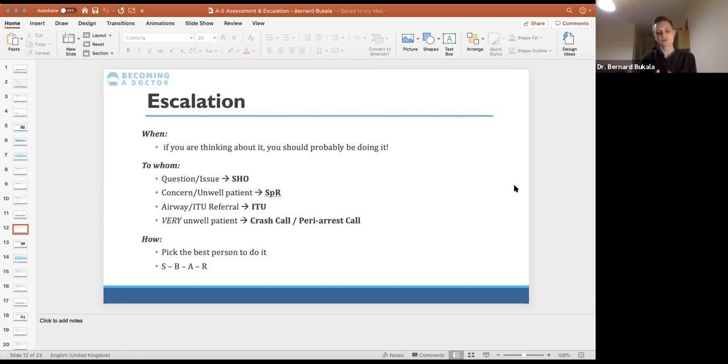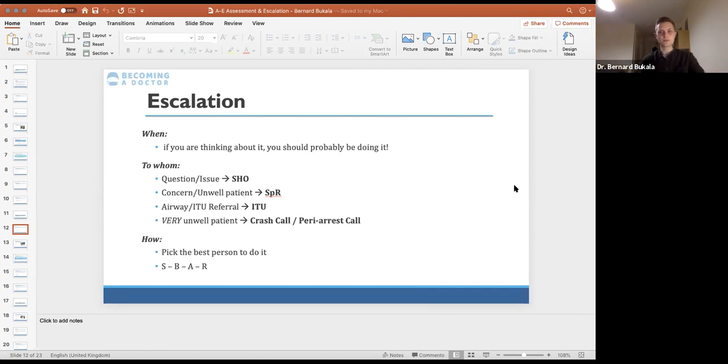Now, if your concern is specifically about the airway, so you have a patient with stridor, you have a patient with low GCS, okay, then you should be calling ITU. If you want ITU to review a patient, or you think that your patient should go to ITU, then you need to be calling ITU, okay? So ITU is for a very specific concern with the airway, or when you want to send them to ITU.